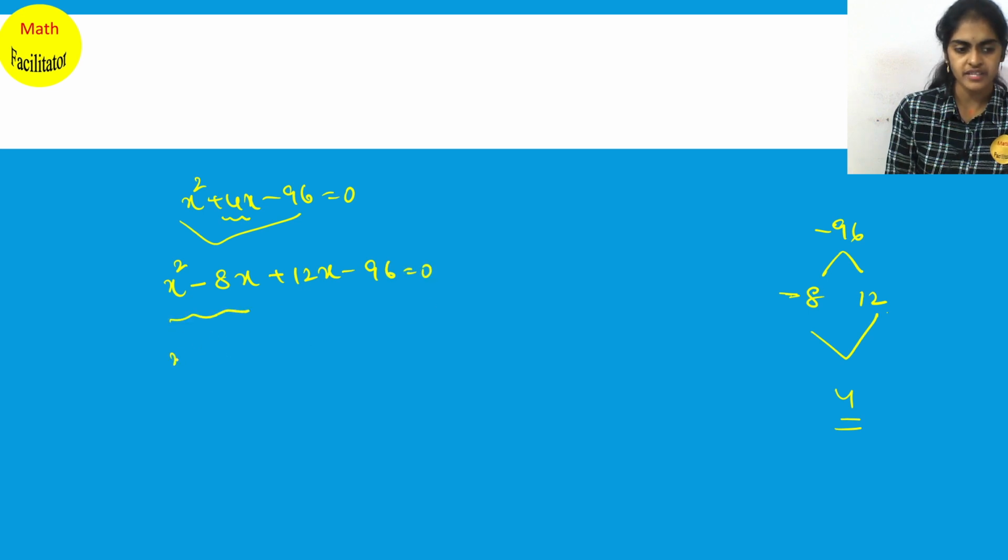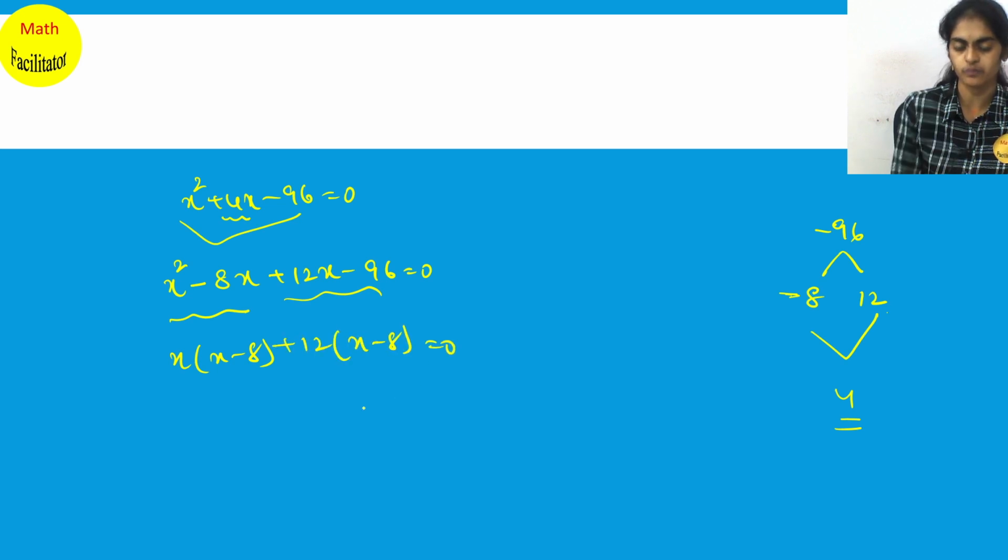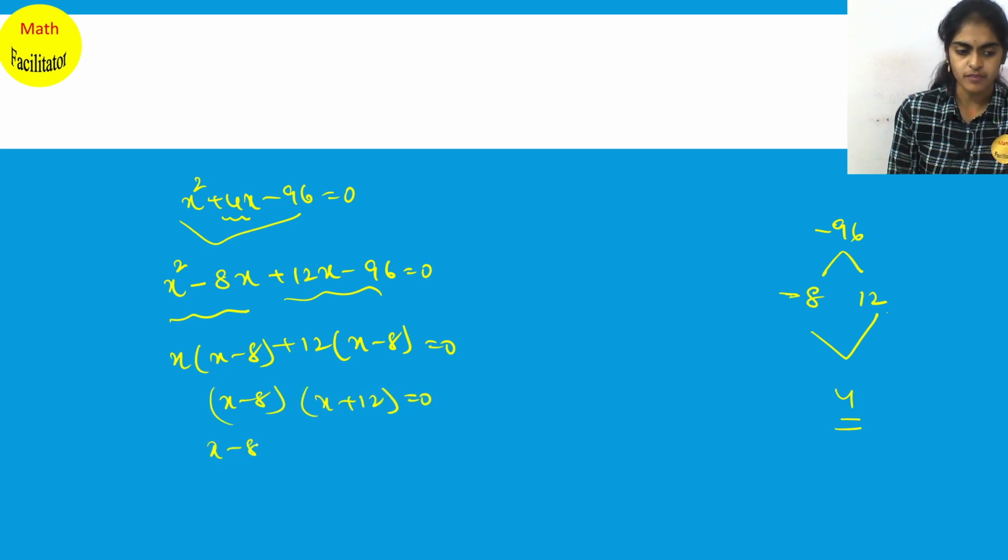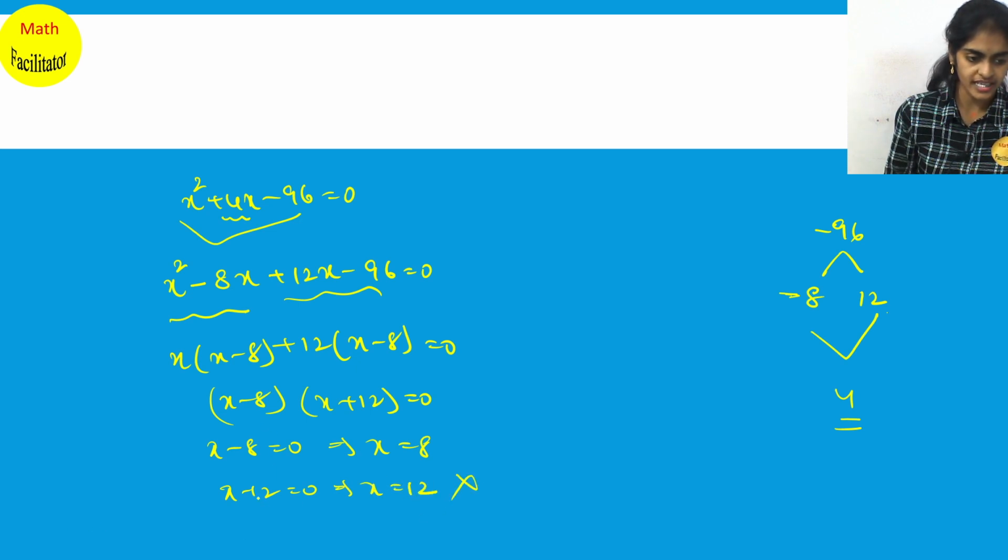From these two, if I take x common, I'll have x minus 8. From these two, if I take 12 common, I'll have x minus 8 is 0. So again, x minus 8 I can take common, so I'll have x plus 12 is 0. So here x minus 8 is 0, which means x is 8, or x plus 12 is 0, which means x will be minus 12.